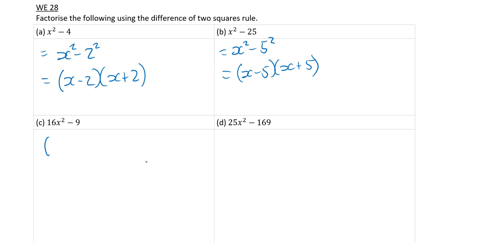So I'm going to put it in brackets and say 4x, and 4x in brackets like this squared would expand to give me 16x squared. Great. So I can do that. Minus what? 3 squared. Great. So now I obviously have, in brackets, 4x minus 3 and 4x plus 3.